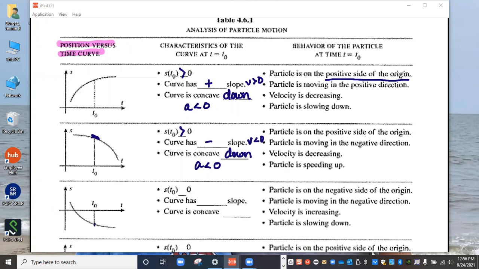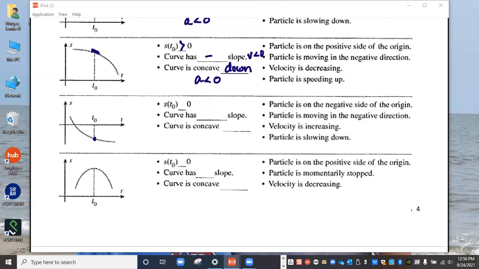You can see right here in this third graph, at t sub 0, you're below the x-axis, so you know that your position has to be less than 0. You can see that you have a negative slope, so your velocity has to be less than 0. Now in this picture, your curve is concave up. So what that tells you is your acceleration has to be greater than 0.